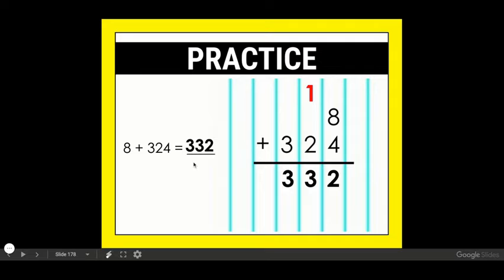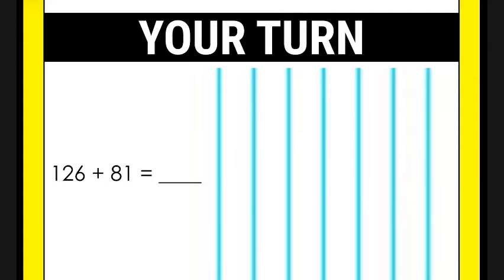All right, go ahead and grab your paper and your pencil. We are going to do these next 3 together. Okay, this is going to be the first one that you are going to do with me. So let's first set up our problem. Remember, we need to write it vertically, going up and down. So we're going to start with the number 126, and I'm going to add to that 81.